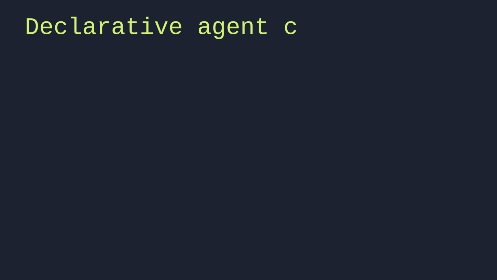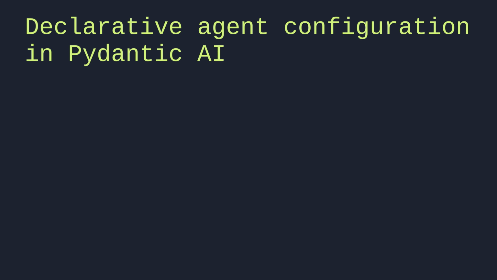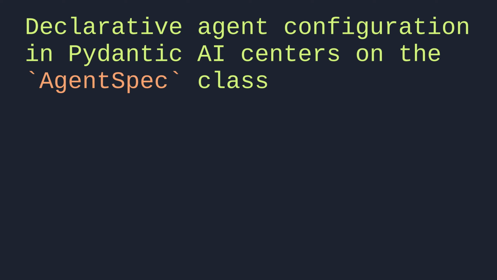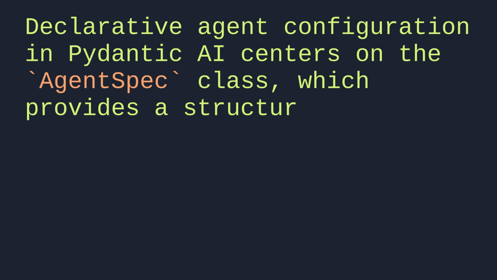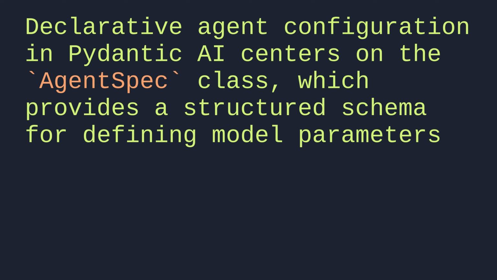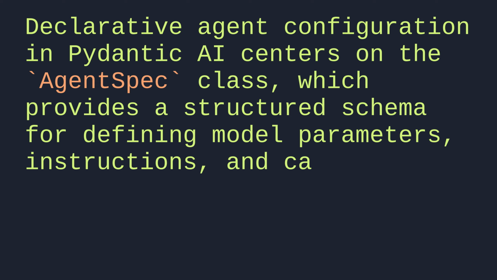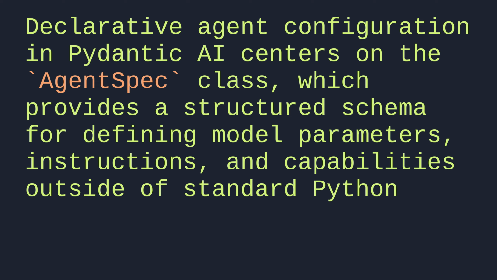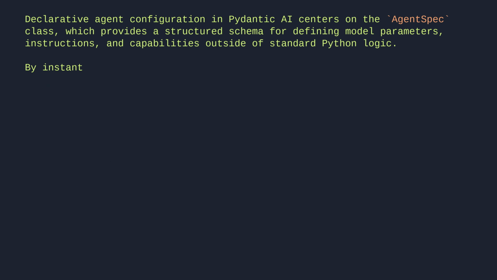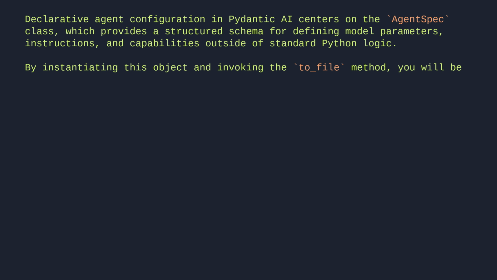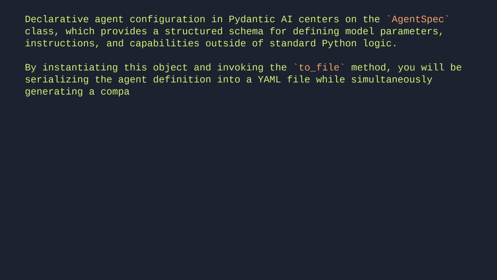Declarative agent configuration in Pydantic AI centers on the AgentSpec class, which provides a structured schema for defining model parameters, instructions, and capabilities outside of standard Python logic. By instantiating this object and invoking the toFile method, you will be serializing the agent definition into a YAML file while simultaneously generating a companion JSON schema to enable editor auto-completion and validation.